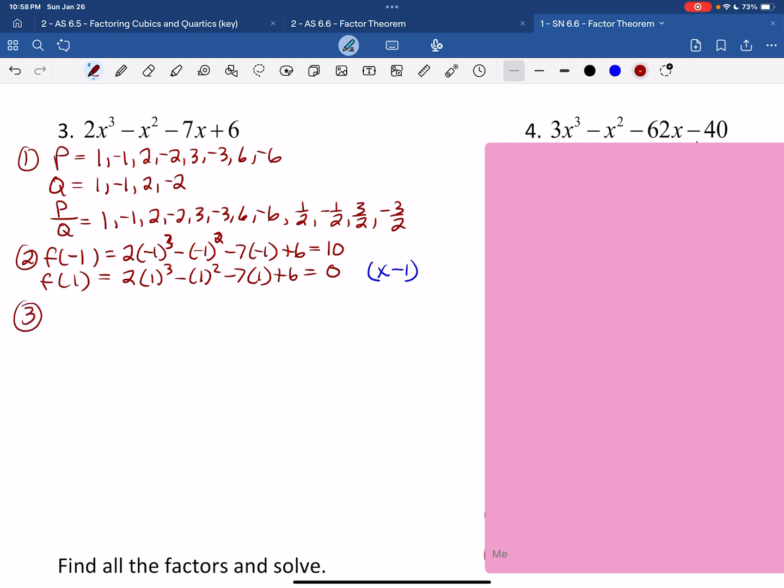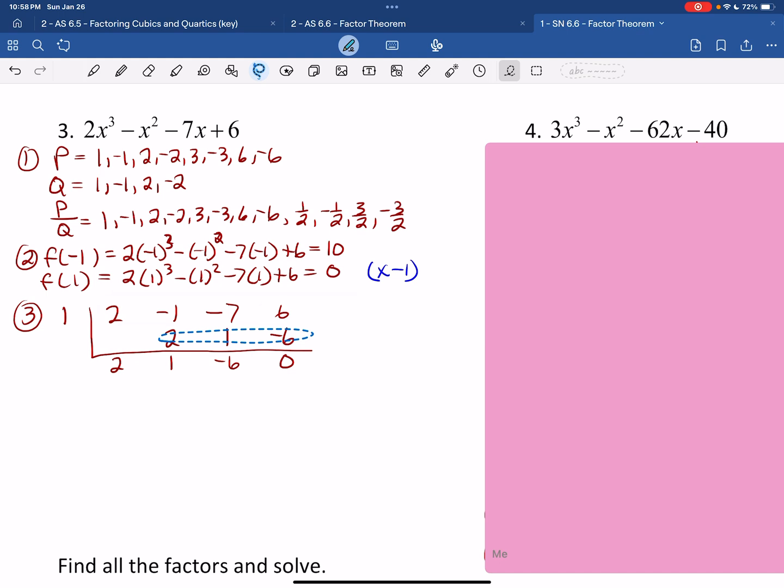Step 3, I'm going to then synthetically divide by 1. I got a 2, a -1, a -7, and a 6. Bring down the 2. 1 times 2 is 2. -1 plus 2 is 1. 1 times 1 is 1. -7 plus 1 is -6. And 1 times -6 is -6. So this is 0. And just to keep my notes consistent, let me go ahead and turn these blue.